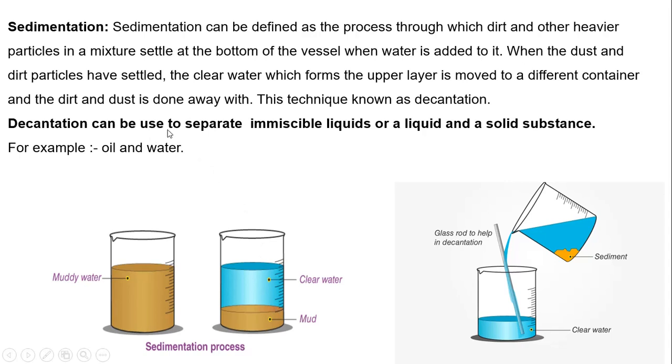Decantation can also be used to separate two immiscible liquids or a liquid and a solid substance. Immiscible liquid means two liquids that do not mix. For example, oil and water are two immiscible liquids. So here we use sedimentation and decantation. The oil, as it is lighter, will float over water. So we pour the oil into another beaker, and what remains in the other beaker will be water. So this is how we use sedimentation and decantation to separate immiscible liquids, for example oil and water.